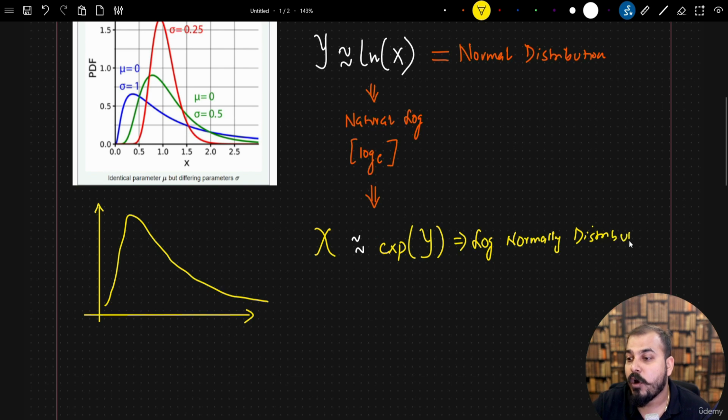So this is just the inverse of this. Before, I had the natural log of x. Now if I move this log to the left-hand side, it becomes the exponential of y, and finally I get x. So vice versa, you can also get it.